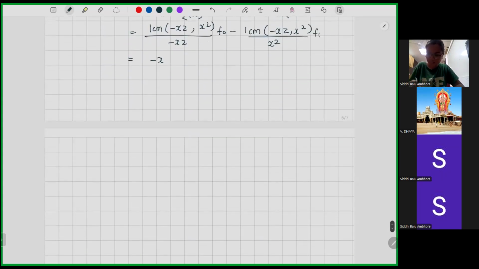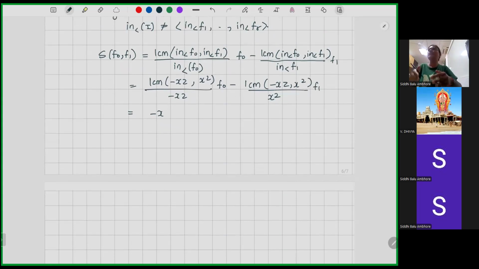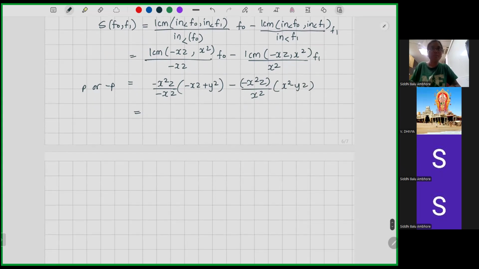If I take the minus as well, we can either take the minus or get rid of it. That won't affect the S polynomial in general. Whatever we get is either the polynomial P or minus P. So if I keep this minus, I get x square z divided by minus xz times f0 minus, let me write this f0 as well. What is f0? It is minus xz plus y square. Minus, again here it is the same, x square z divided by x square, times f1, which is x square minus yz. And when I calculate everything, it is x times minus xz plus y square. These calculations are a bit lengthy, but we have to do this.